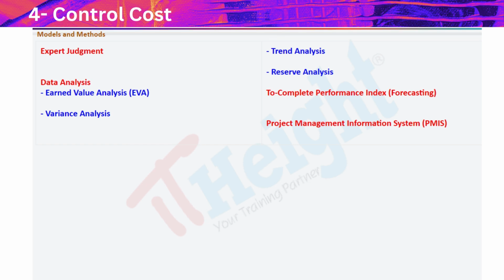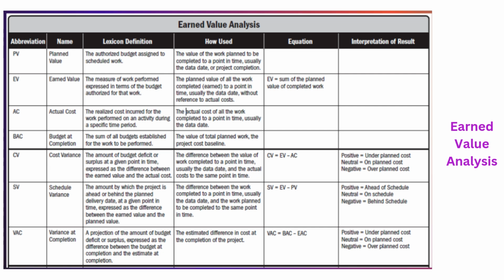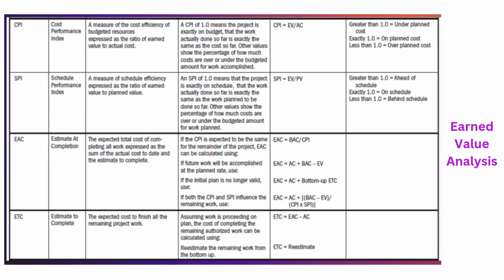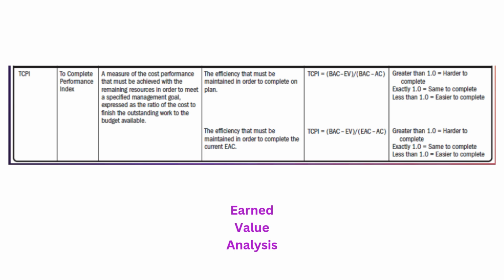Earned value analysis, EVA. EVA combines scope, schedule, and cost for an integrated performance measurement. Planned value, PV, budgeted cost of work scheduled. Earned value, EV, budgeted cost of work performed. Actual cost, AC, actual expenditure incurred.